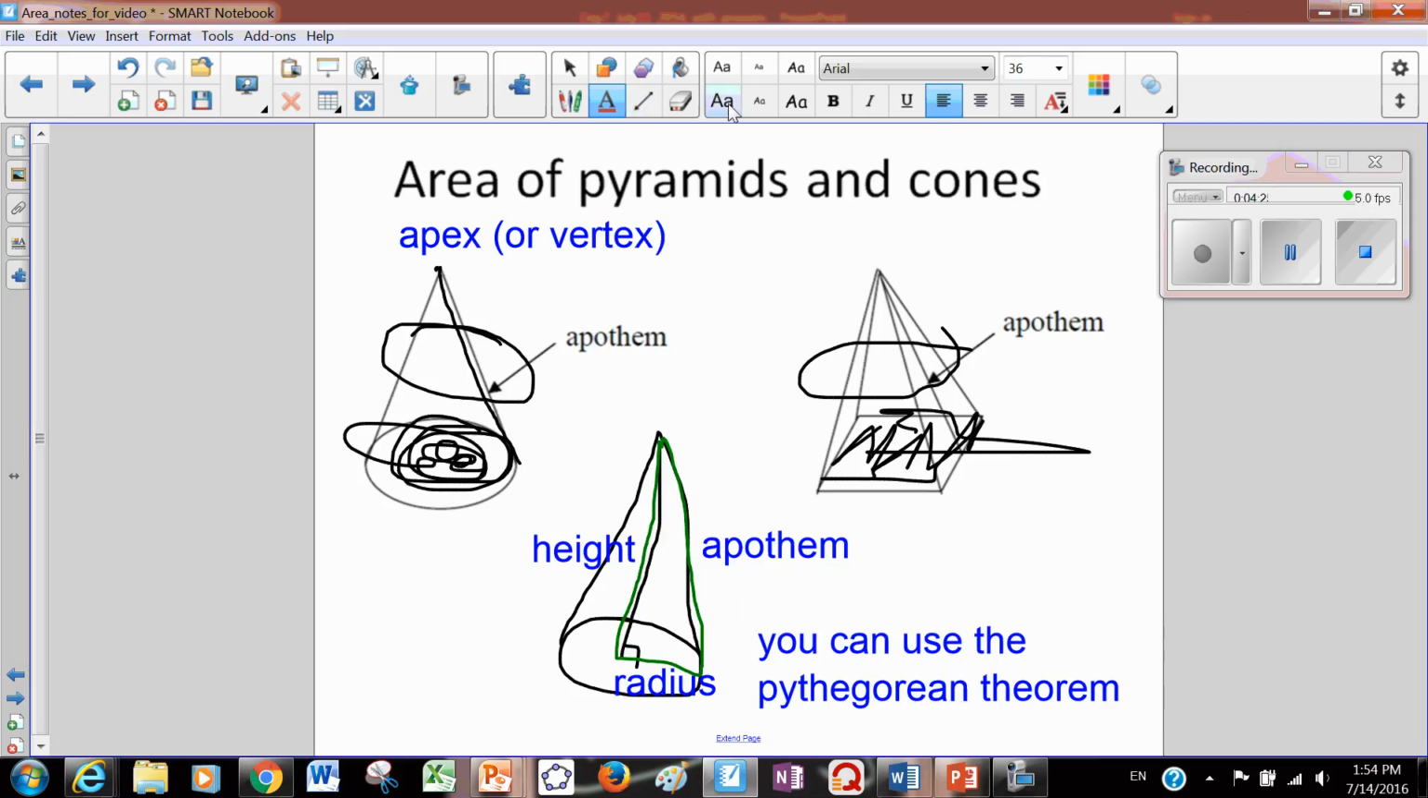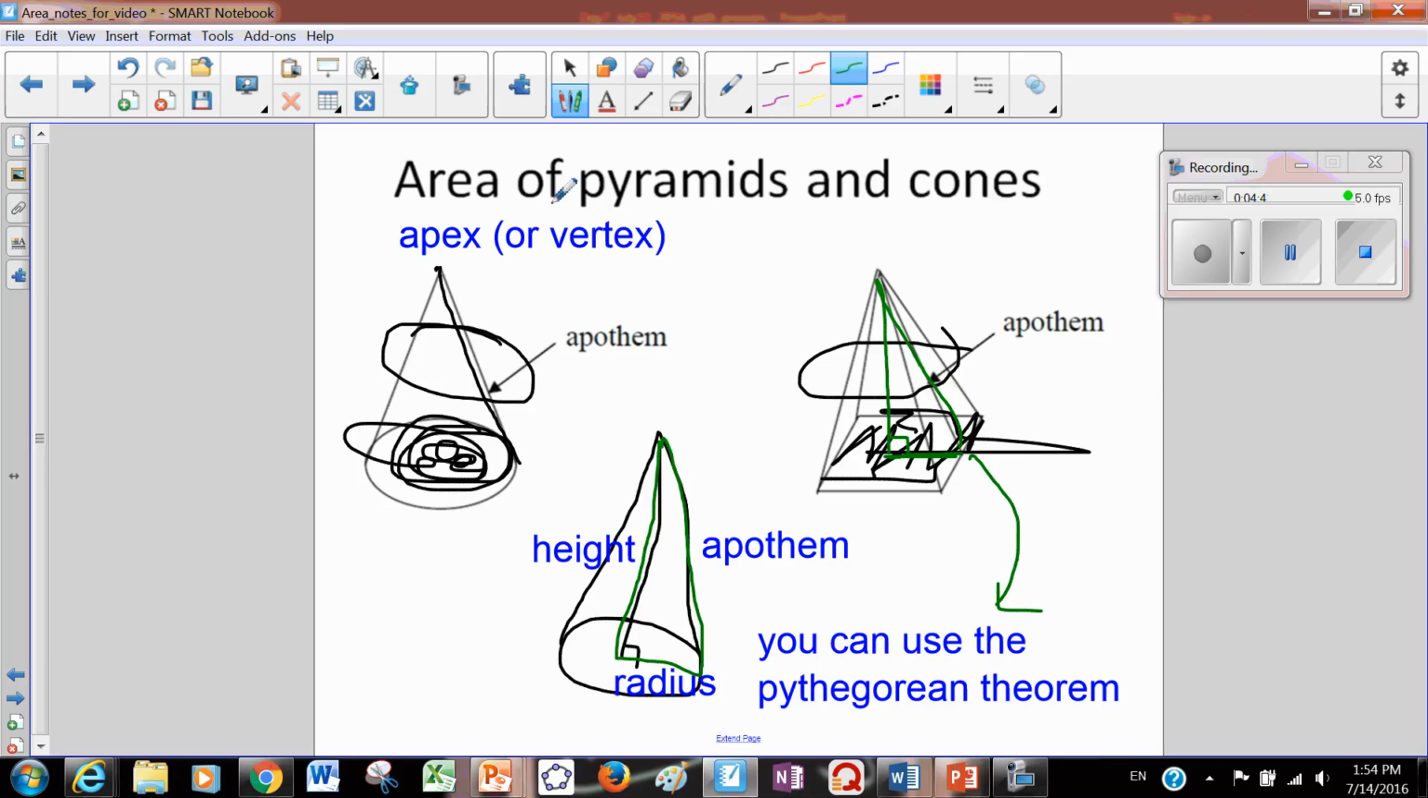And it's the same in the pyramid. If you see here coming down in the middle, we have the height. Here it's not the radius, but it's half of the side, and you have your apothem coming here, and that's 90 degrees. So again, you could use the Pythagorean theorem.